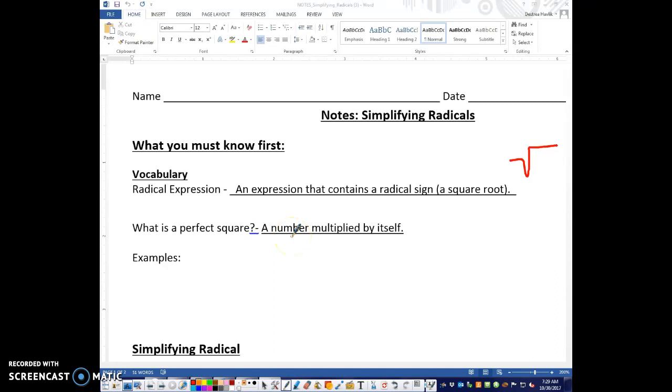An example of a perfect square would be 25, because 5 times 5 gives you 25, right? Another one would be 16, because 4 times 4 gives you 16. Another one is 100, because 10 times 10 gives you 100. Okay, so those are some examples of perfect squares.